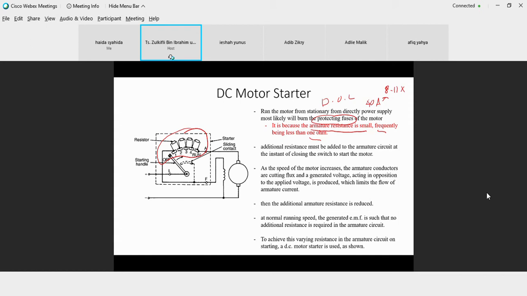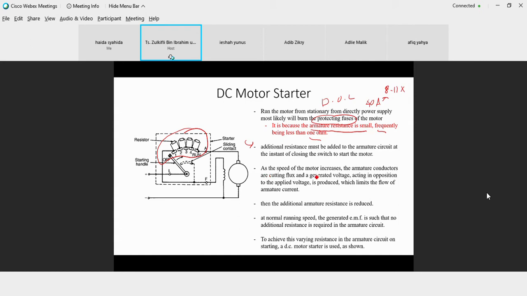Okay, so to overcome this, additional resistance must be added to the armature circuit at the instant of closing the switch to start the motor. Maksudnya bila kita nak start motor tu, kita kena add armature lah dekat armature switch, dekat armature resistance.